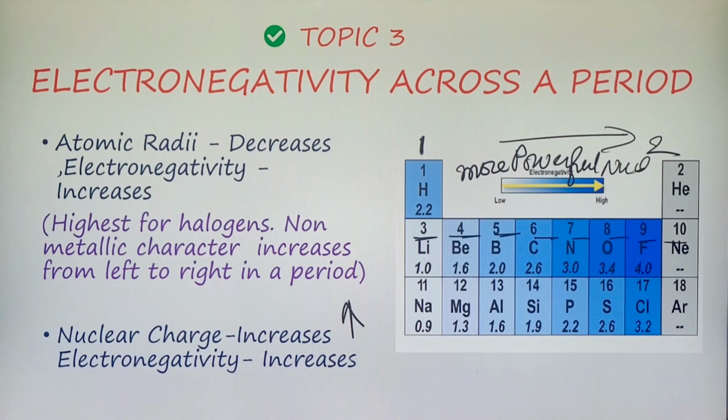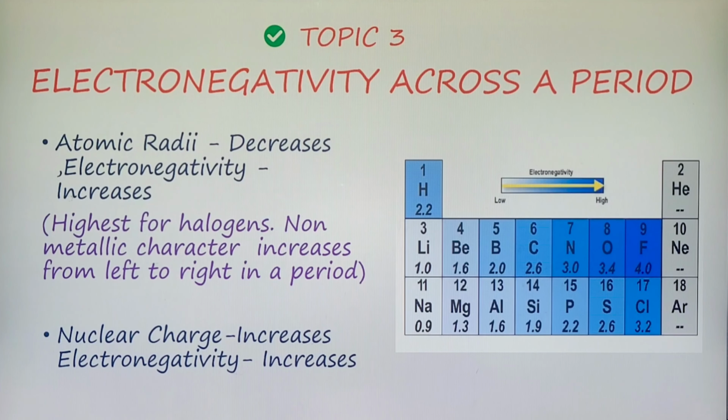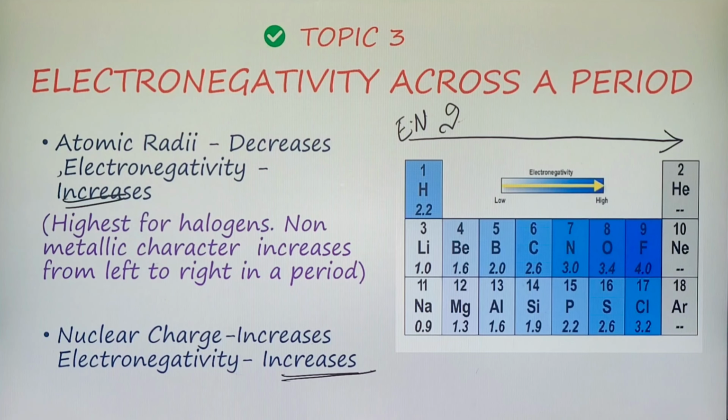When I'm moving from left to right, the more powerful the nucleus, the more will be the ability to pull or attract the electrons towards itself. Am I clear? So as the nuclear charge increases, the ability to pull or attract the electrons increases. So electronegativity will increase. Here also electronegativity is increasing. So overall, from left to right, electronegativity, we usually denote it as En, will increase from left to right.